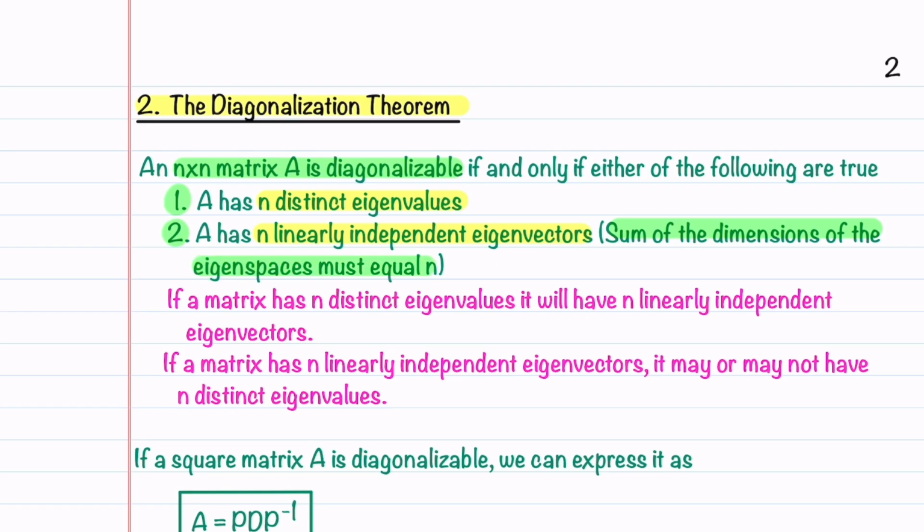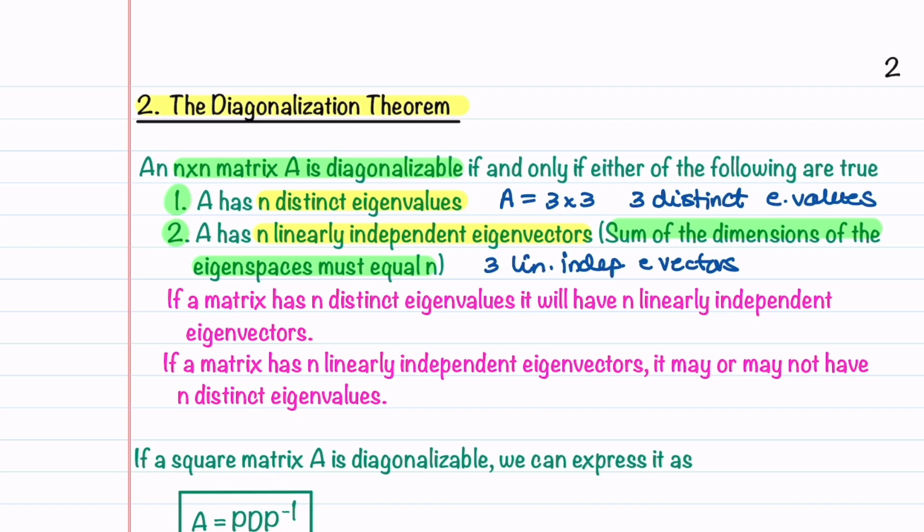Let me give you an example. If A is a 3 by 3 matrix, and it has 3 distinct eigenvalues, then the matrix is diagonalizable. If it doesn't have 3 distinct eigenvalues, then it still may be diagonalizable. You have to then check if it has 3 linearly independent eigenvectors. If it does, then it's diagonalizable. We'll do some examples in a minute that will help us understand this better.